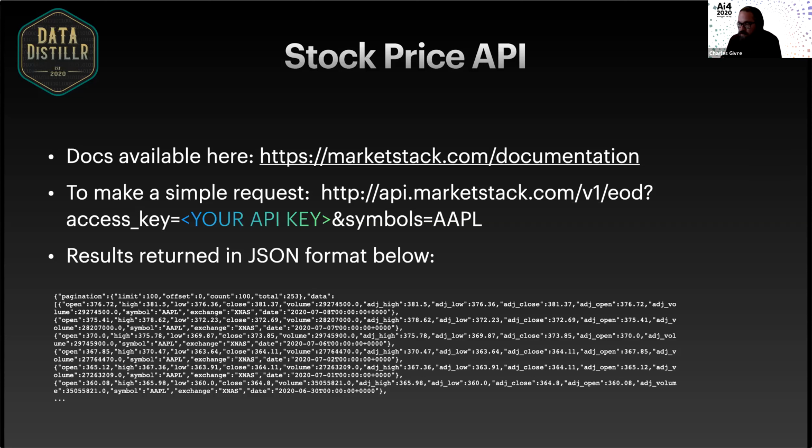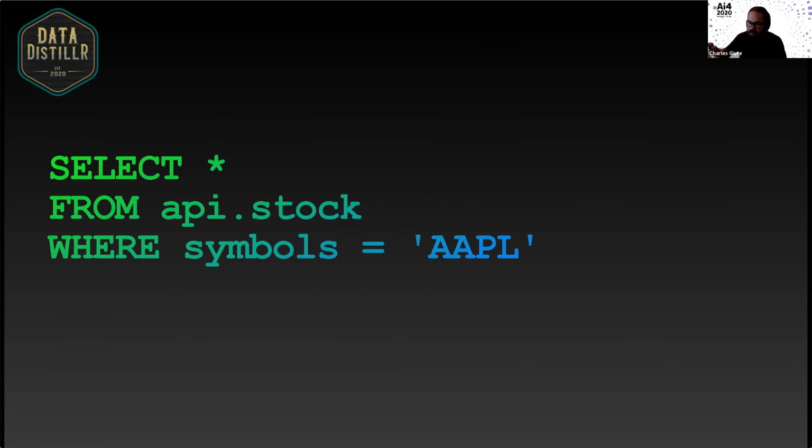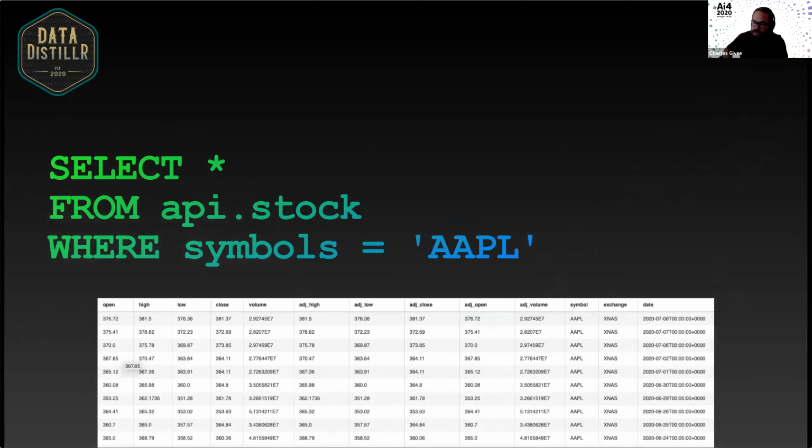The only thing you have to do is register for an account and provide an API key. So you can't just cut and paste this, you have to register and then you get an API key. But once you do that, then you get the data that is right down there at the bottom. And so once you've made that connection, a query might look something like what you saw earlier: select star from API.stock where symbol equals whatever. And that would get you a nice clean table as you see there at the bottom.